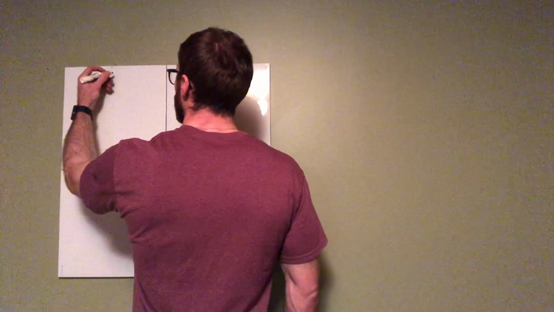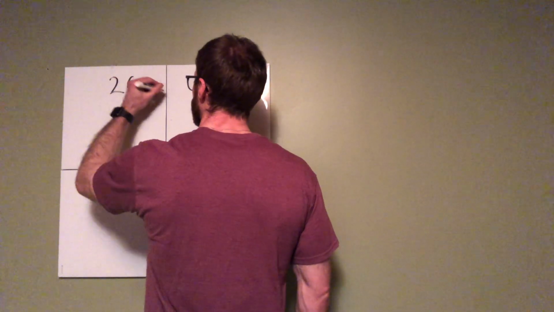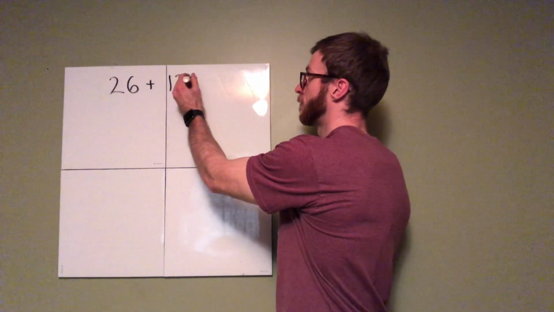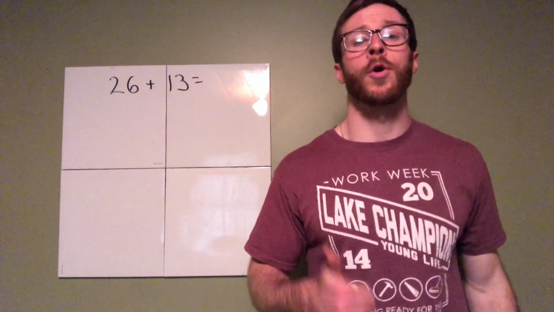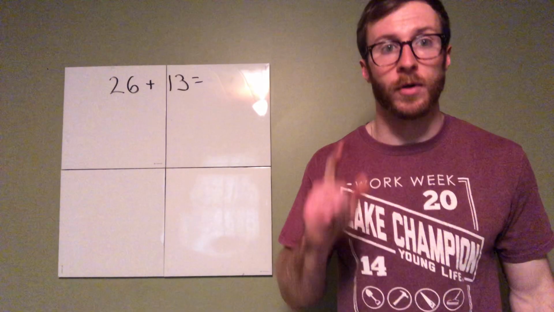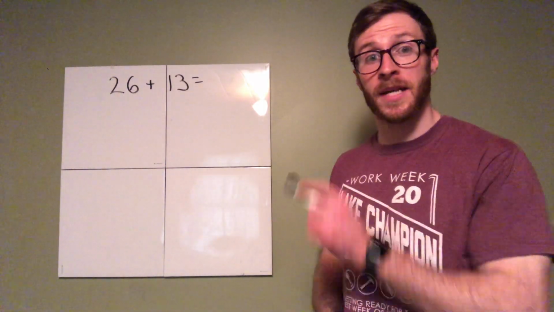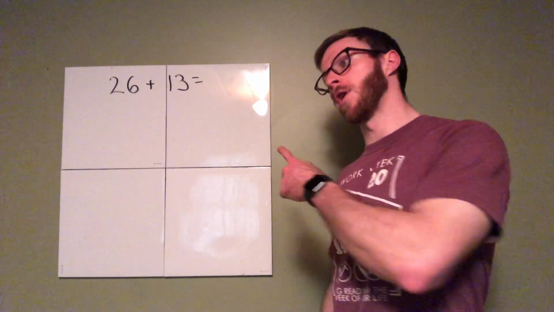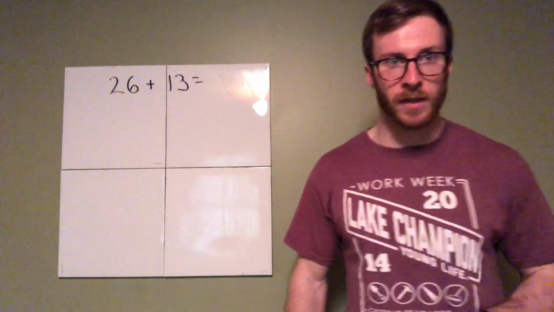Okay, the problem is 26 plus 13. 26 plus 13. Now remember, you can choose to do this with a number bond, or you can choose to do this with your tens and ones drawing. Your choice. You get to pick, okay? So go ahead, take a couple minutes. Show your work on your piece of paper, and then we'll come back and you can check your work as I go through the problem myself, okay? All right, good luck. See you in a couple minutes.